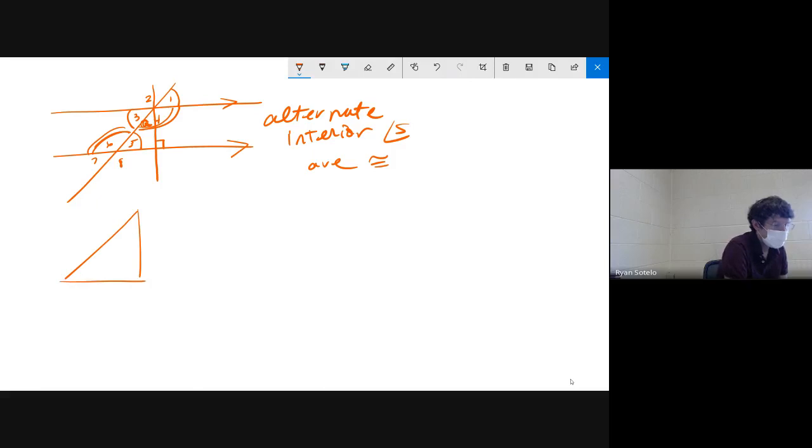I'll just draw a generic right triangle. We know that the two acute angles, the two angles that are less than 90 degrees, I'll call A and B. Angles A and B are complementary, so they add to 90. The other angle is 90. Triangles have a 180 degree sum for the measures of their internal angles. Hopefully that's all familiar to you.